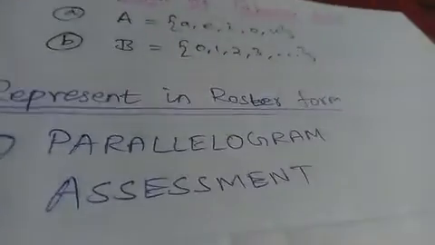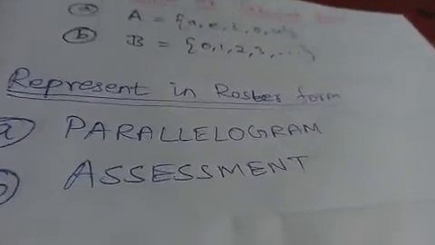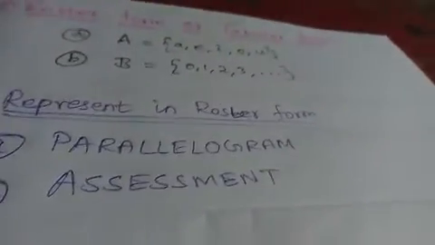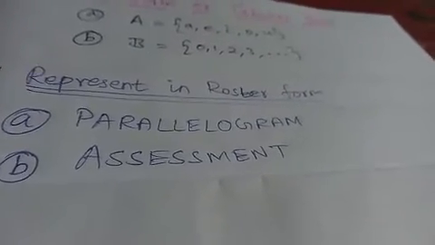Okay, come on my dears. Let us represent these 2 words in roster form. First one is parallelogram. Second one is assessment. Repeated letters we will not use repeatedly. We will use them only once.